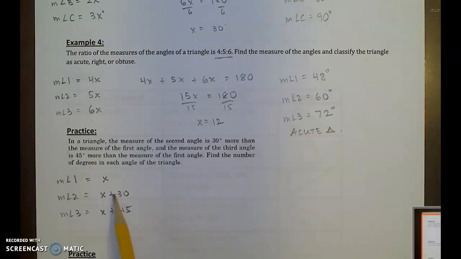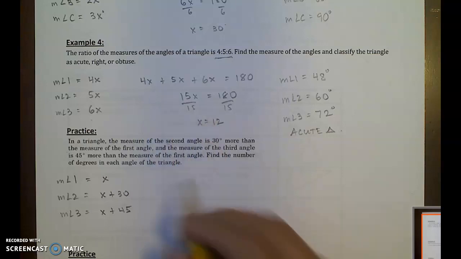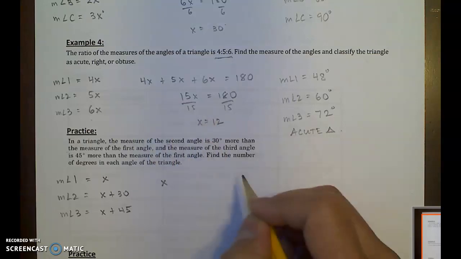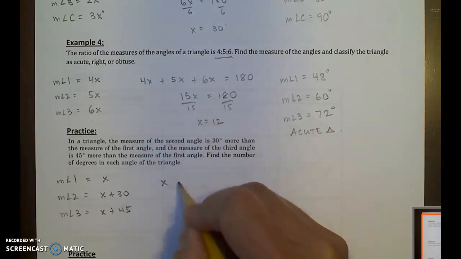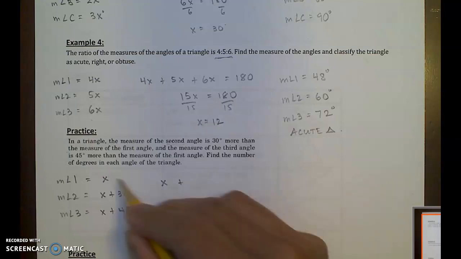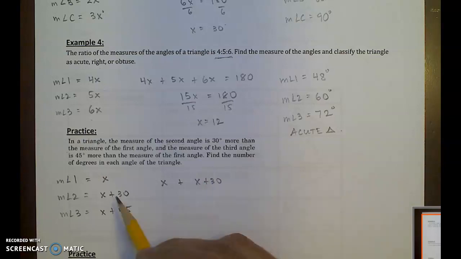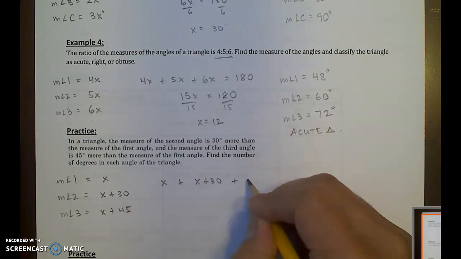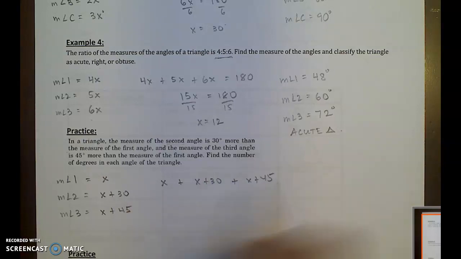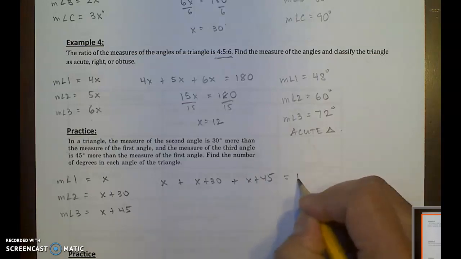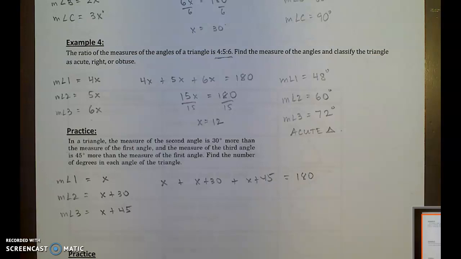Alright, so now with these expressions, we're going to set up an equation like the previous two, where we're just taking the expressions that represent the angles and adding them together. So that's x, angle 1, x plus 30, angle 2, x plus 45, angle 3. We're adding up those three angles, and it equals 180 degrees.